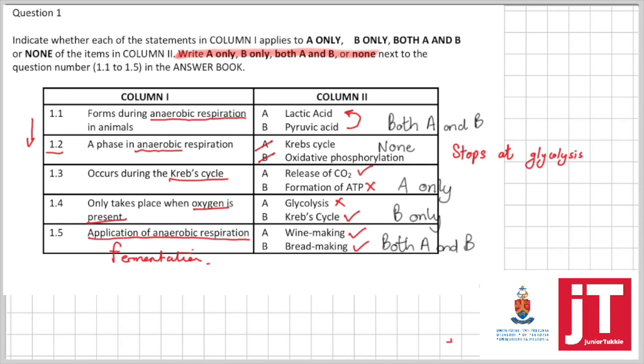All right, so just a couple of hints here, or some things to remember. We need to make sure that we are presenting our answers according to what the question asks. And in this case, I need to make sure that the only answer that exists next to question 1.1 to 1.5 is either both A and B, A only, B only, or none. No other answer is going to be accepted in this case.